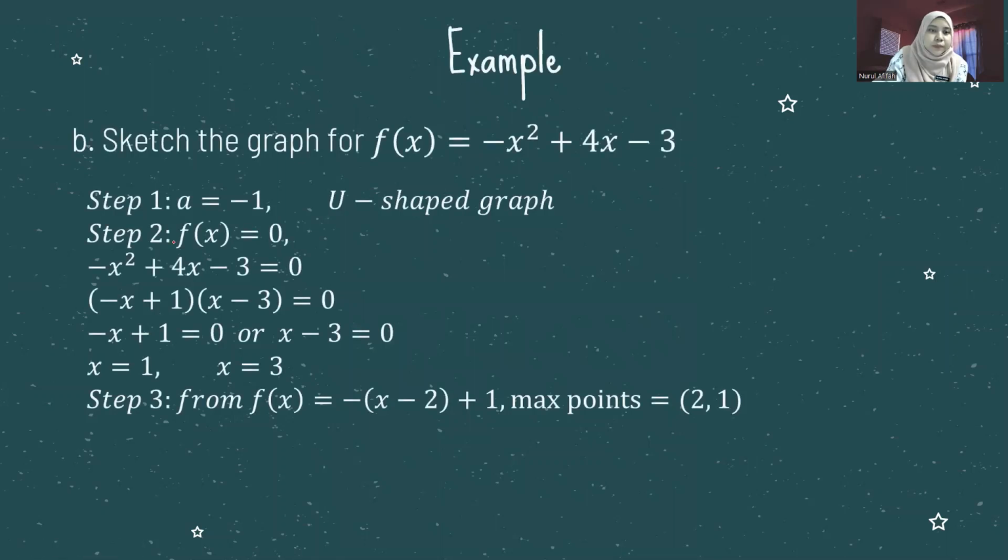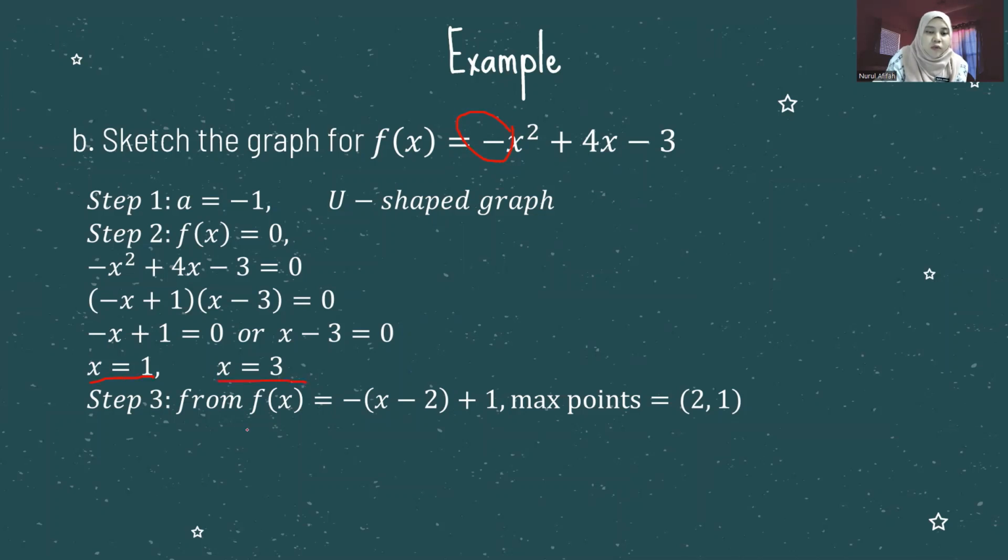Next, B. Sketch the graph for f(x) equal to negative x squared plus 4x minus 3. So step 1, we must identify the value of a. So a is equal to negative 1. So the shape of the graph will be an upside-down U. And step 2, f(x) equal to 0 to find the roots where the graph intersects with the x-axis. So the answer is x equal to 1 and x equal to 3.